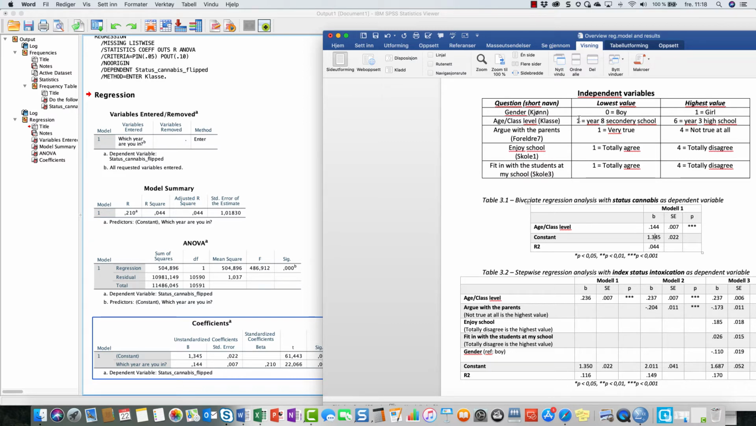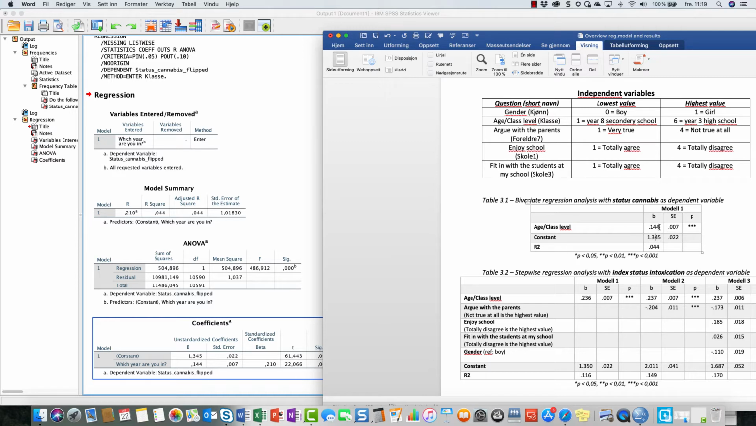If, though, I had recoded age or class, so 0 would be year 8, 1 would be year 9, and so on, I could interpret the constant substantially, and it would then be the mean value on status cannabis for people in the 8th year of secondary school, or 8th graders. But given the fact that I have not recoded it to go from 0 and onwards, I cannot interpret the constant substantially.